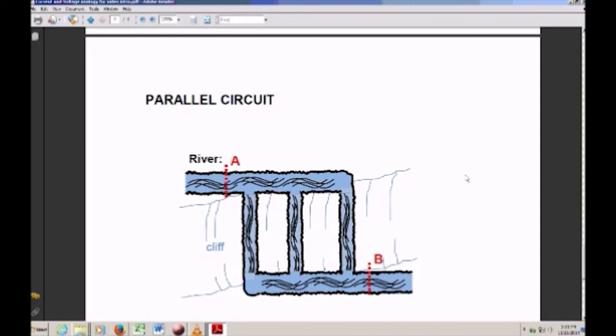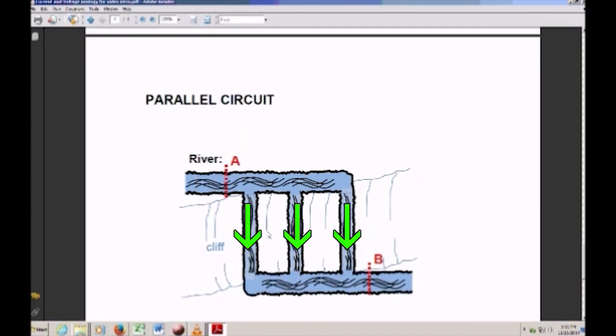So now I'll talk about a parallel circuit, and as usual I'll start by talking about a river instead. So imagine you've got a river, it flows up to the edge of a cliff, and it splits into three separate waterfalls, falls down over the cliff in three streams. And at the bottom of the cliff, those three waterfalls pool together, and then the river flows away. Now, we know that the current that comes out over here must be the same as the current at the top, because what went in had to come out. Therefore, the current down here must be equal to the current up here.